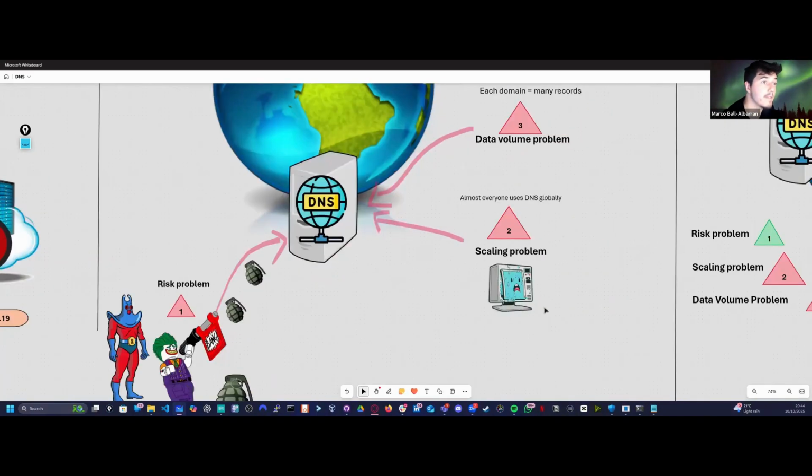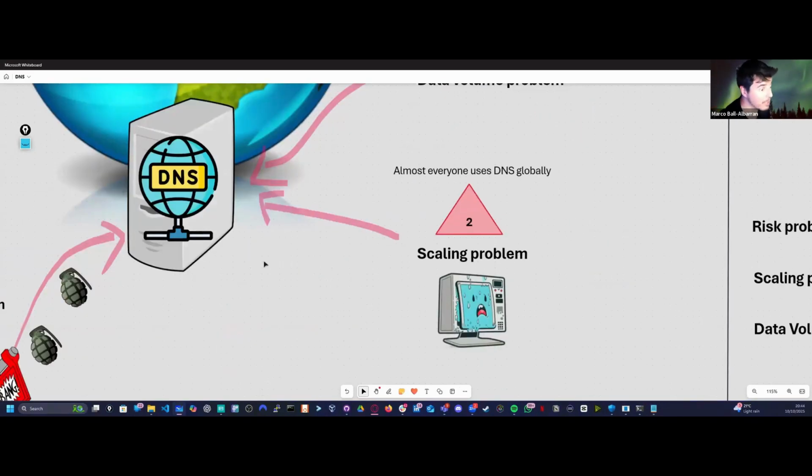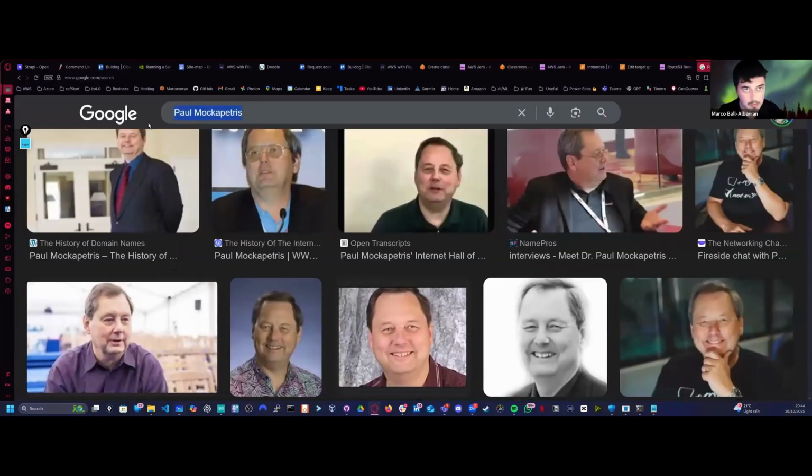Now, we also have a bit of a scaling problem, because almost anyone that uses the internet globally also uses DNS, which represents a massive, growing load on the system. You see, a computer, like your computer or your phone, any device, can only get so big. The fastest car in the world can only get so fast. There's a limit to everything. If I ask what's the fastest animal in the world, or the tallest building in the world, whatever it is we're looking for, it's finite.